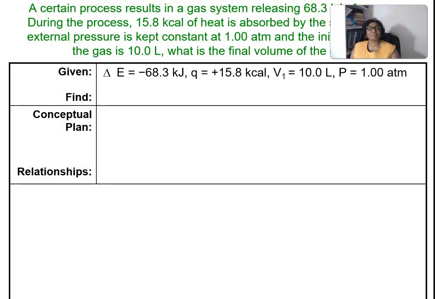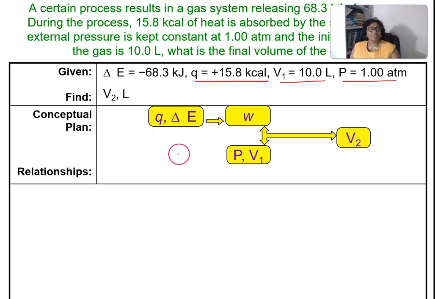So it's the same question. This is the internal energy, and this is the Q. This is the initial volume. This is the pressure. We want the final volume, and we can get it from work. We need to find the energy that was used to do work. Then from there, we can find the final volume. So Q and delta E will give us work. Then P and V will give us the volume.